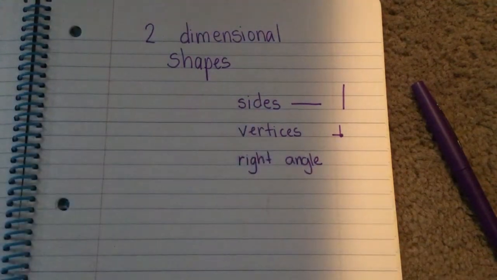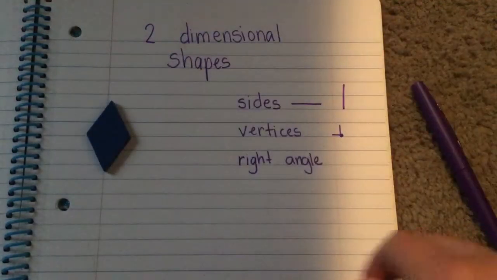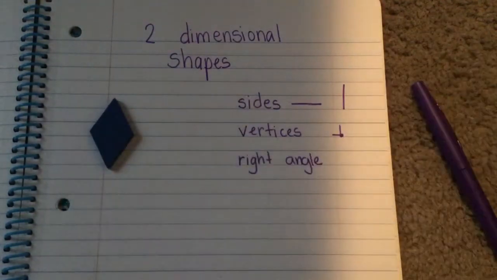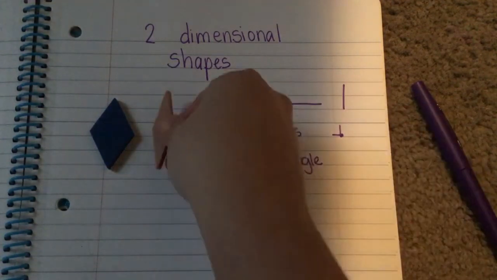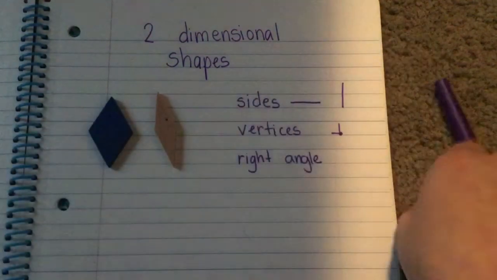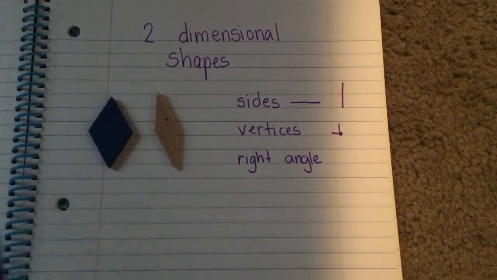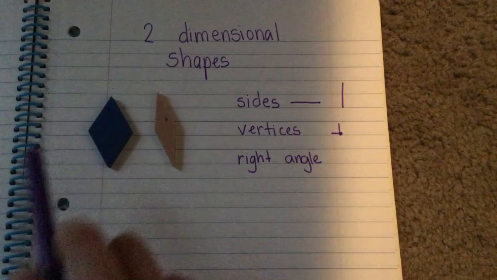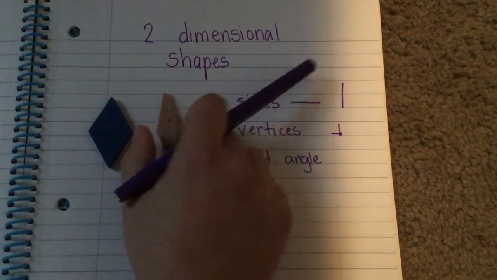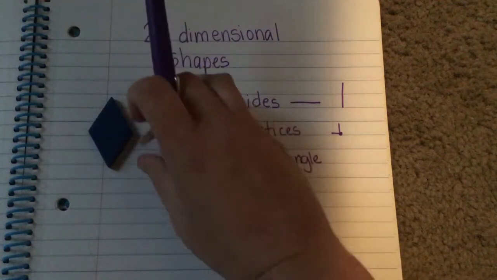The next shape we're going to look at is a rhombus. Sometimes people call these a diamond, but we are in first grade and we use the fancy math word. The fancy math word is rhombus. This is also a rhombus. The rhombus has 4 sides and 4 vertices. 1, 2, 3, 4 sides. 1, 2, 3, 4 vertices. This one's skinnier than this one.